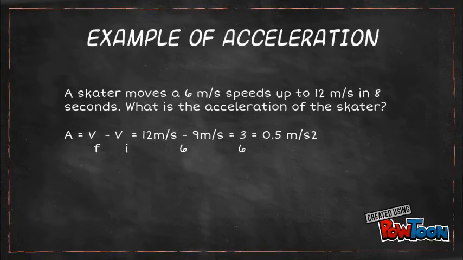Example of acceleration. A skater moves at 6 meters per second, speeds up to 12 meters per second in 8 seconds. What is the acceleration of the skater? A equals final velocity minus the initial velocity equals 12 meters per second minus 9 meters per second over 6. 3 over 6 equals 0.5 meters per second squared.